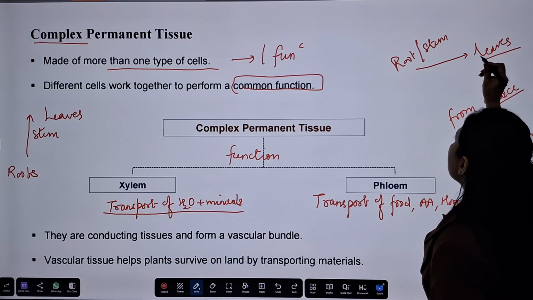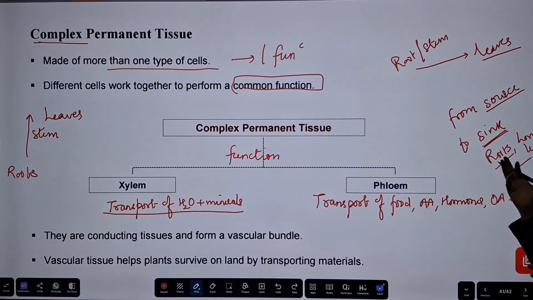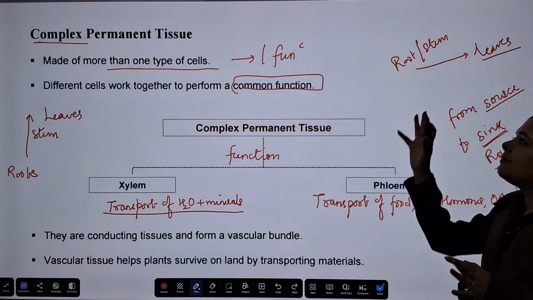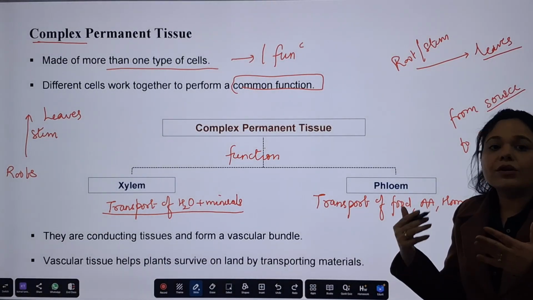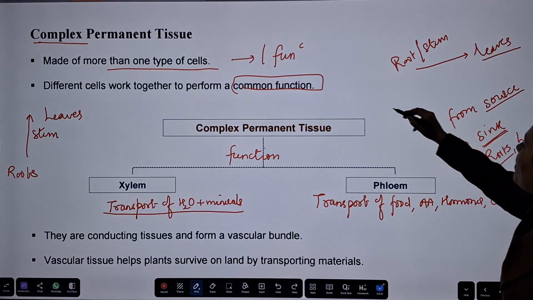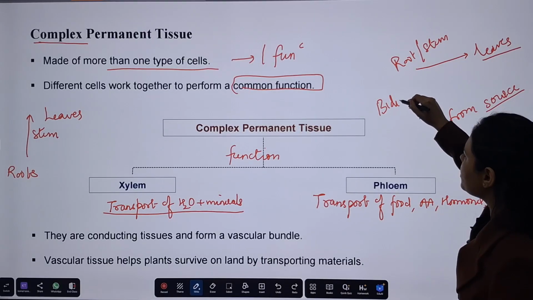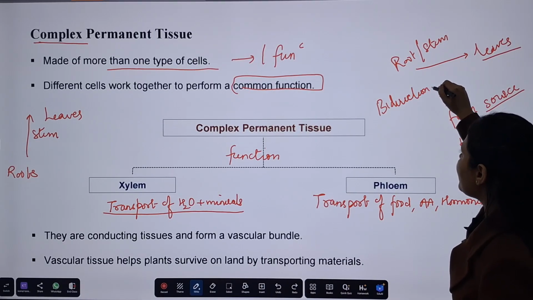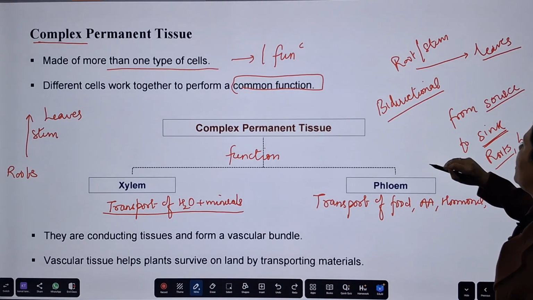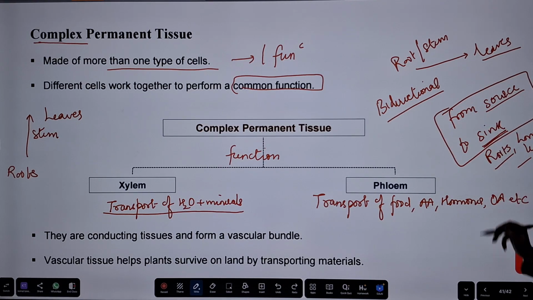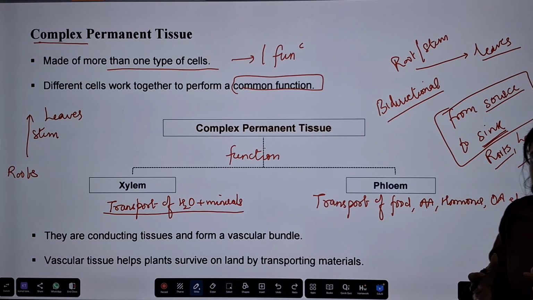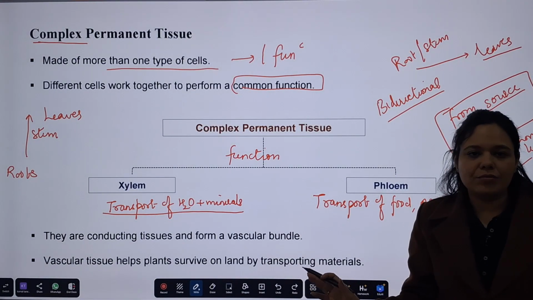So transport of food is always from the plant part where food is available in abundance to the part where food is needed or required. So we can say it is a bi-directional transport, from source to sink. And generally it is mostly from leaves to the stem, root and underground parts.